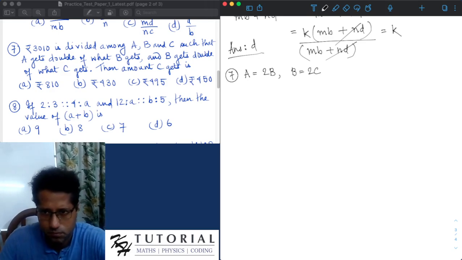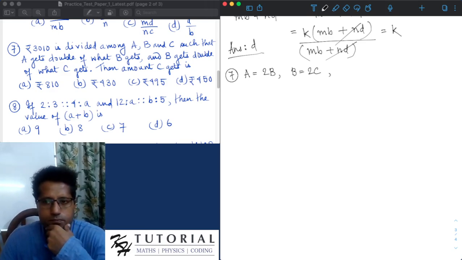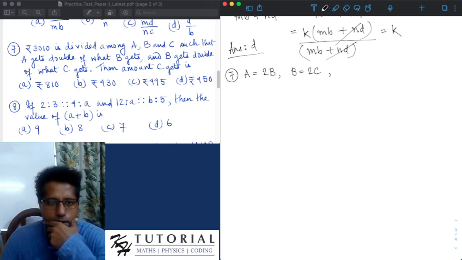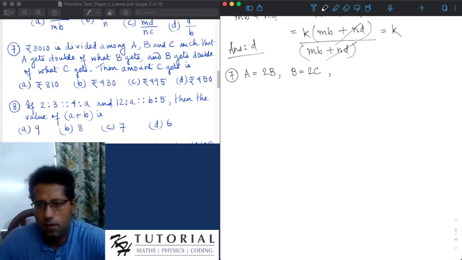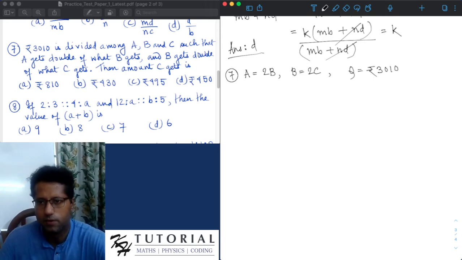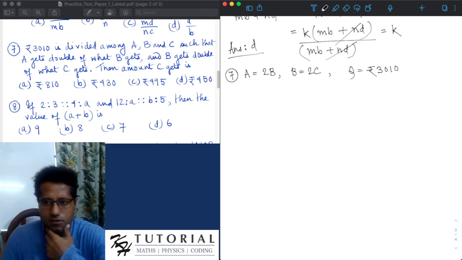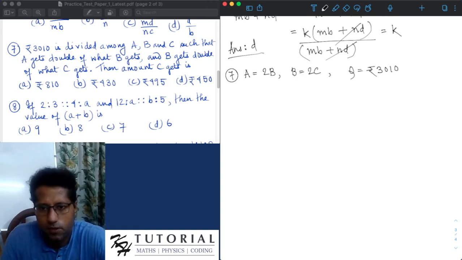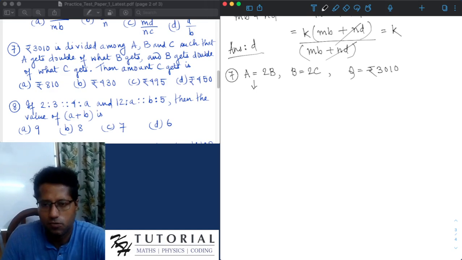This is given, and the total amount is 3010. The amount is divided among A, B and C. So the total amount, let's say denoted by Q, is rupees 3010, and we have to divide this total amount Q among A, B and C such that A equals 2B, twice of B, and B equals twice C. Now from this we have to actually find the ratio A is to B is to C.